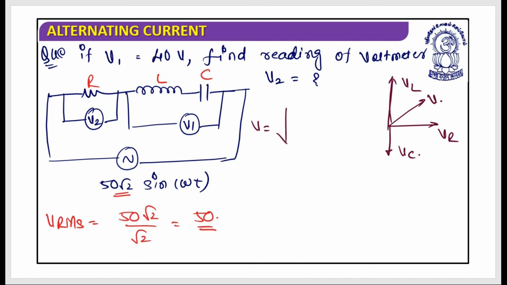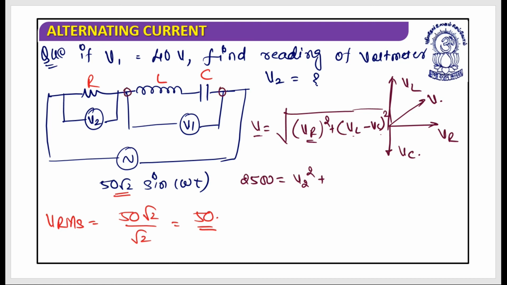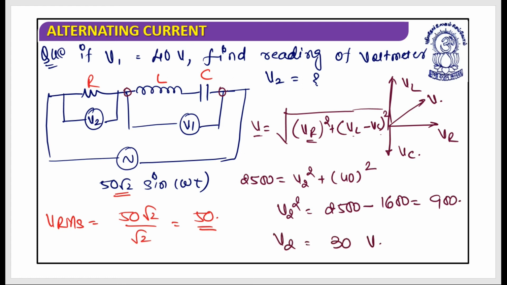So from this I could write V is equal to root of VR whole square plus VL minus VC whole square. I have been given V, that is 50. If I square it, it's 2500. That would be equal to VR square, that I don't know, it's V2 square, plus VL minus VC whole square. This voltmeter is connected across the L and C both. So that means they have given VL minus VC, which is equal to 40 square. So this V2 square is equal to 2500 minus 1600, which is equal to 900. And from this V2 is equal to 30 volt.